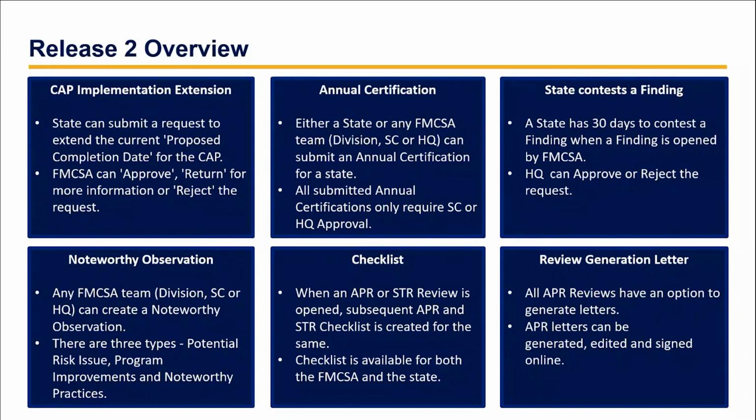Another feature is a noteworthy observation. This also any FMCSA user can create a noteworthy observation, and we have three types that we are going to implement: potential risk issue, program improvements, and noteworthy practices. For the checklist, whenever we have an APR or STR review opened, subsequently APR and STR checklists are created. And these checklists are available for both FMCSA and state.